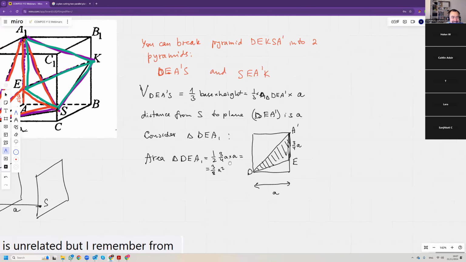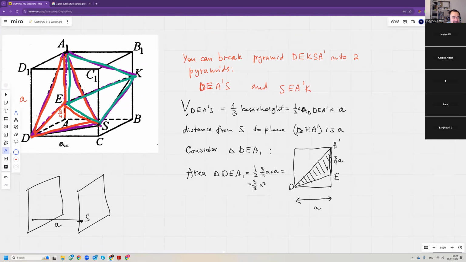Ooh, nice. We're getting somewhere. So the volume of the pyramid DEA'S is 1/3 base times height. That is 1/3 times 3/8 A squared times A, which is A cubed over 8.